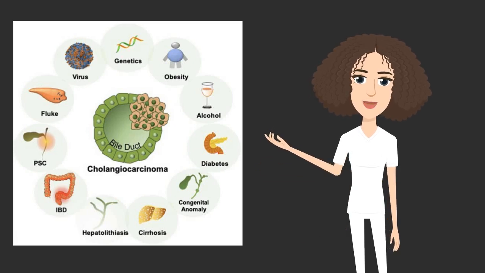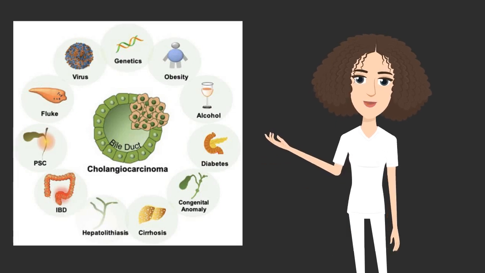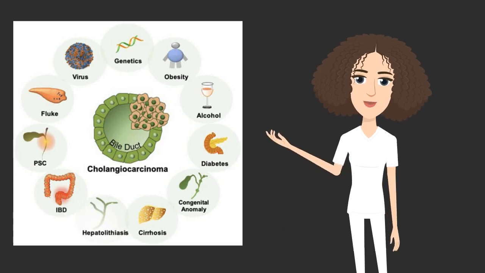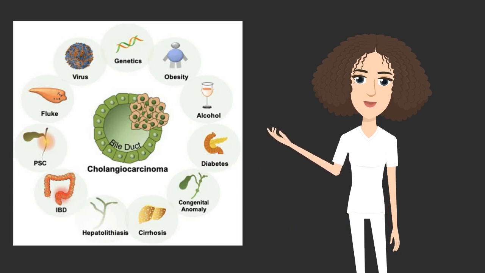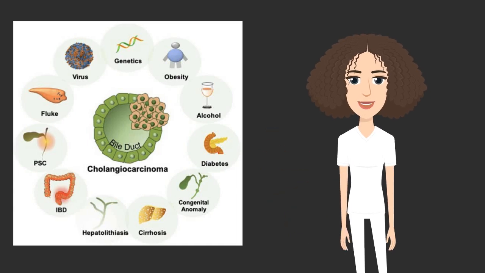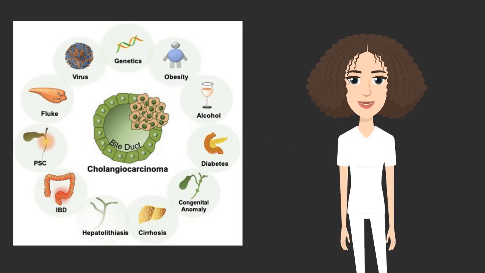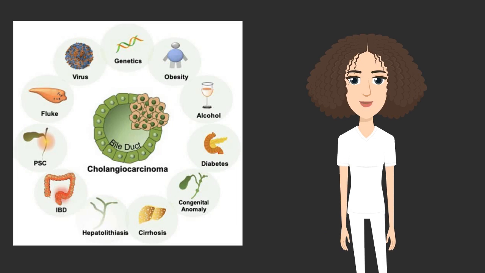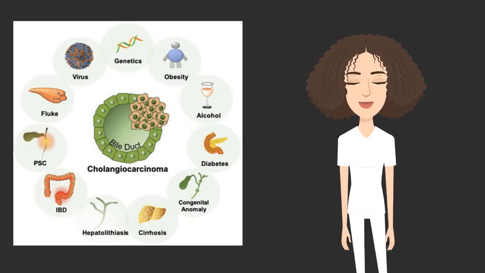For healthy adults, that means up to 1 drink a day for women, and up to 2 drinks a day for men. Diabetes, congenital anomaly, cirrhosis, hepatolithiasis, inflammatory bowel disease, IBD, primary sclerosing cholangitis, PSC, which causes hardening and scarring of the bile ducts. Liver fluke infection caused by a liver parasite found in areas of Southeast Asia, which can be prevented by avoiding eating raw or undercooked fish.